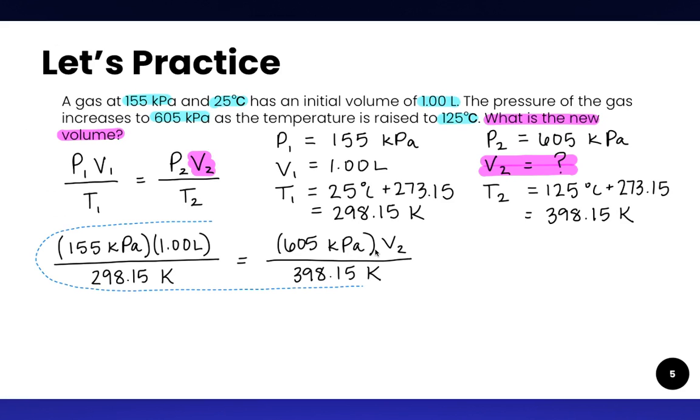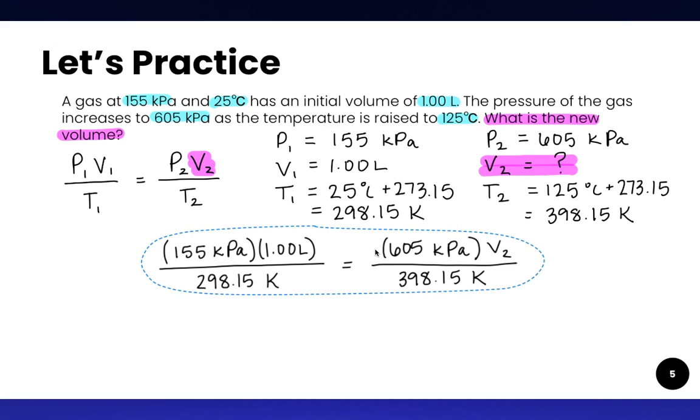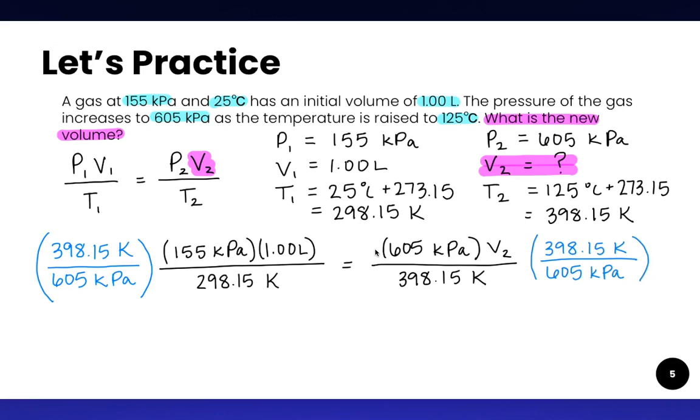All right, now let's plug everything in. Let's scoot this over again because to get this by itself, we need to multiply by the reciprocal of these two values. And this will cancel out everything except for the final volume on the right. And it will cancel out Kelvin units and kilopascals on the left, leaving us with the final unit of liters.